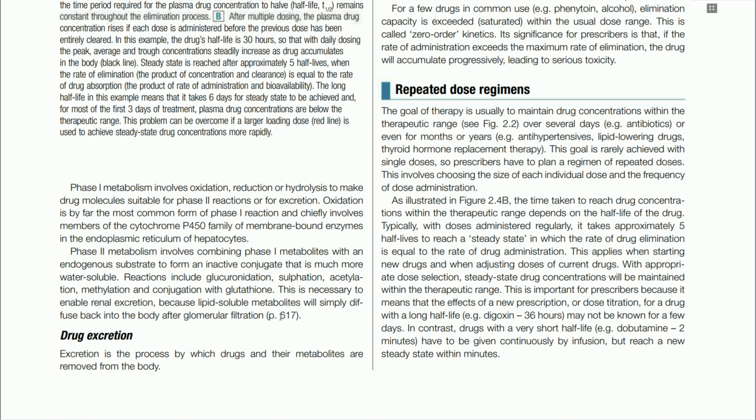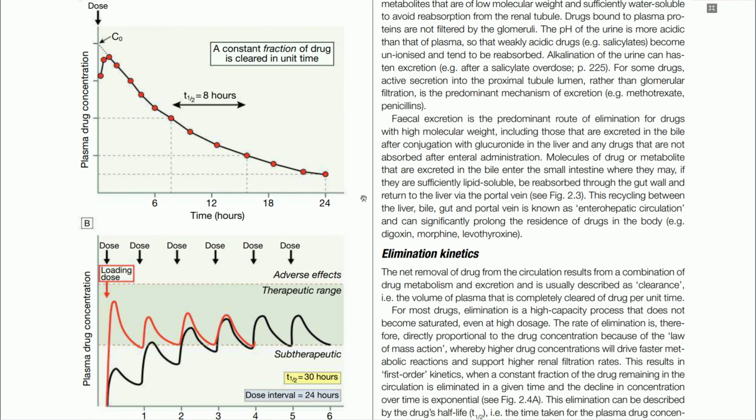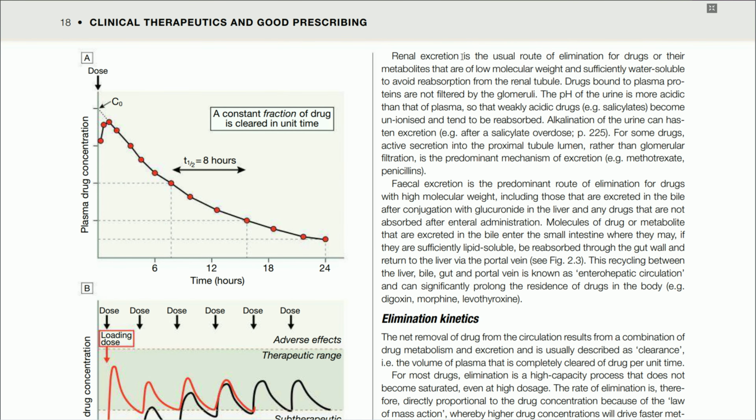Page 617. Drug excretion. Excretion is the process by which drugs and their metabolites are removed from the body. Renal excretion is the usual route of elimination for drugs or their metabolites that are of low molecular weight and sufficiently water soluble to avoid reabsorption from the renal tubule. Drugs bound to plasma proteins are not filtered by glomeruli.